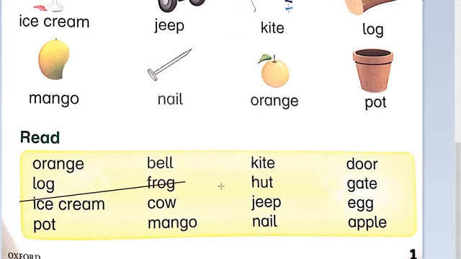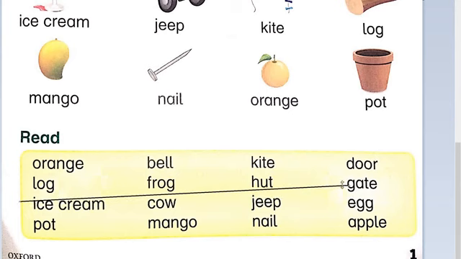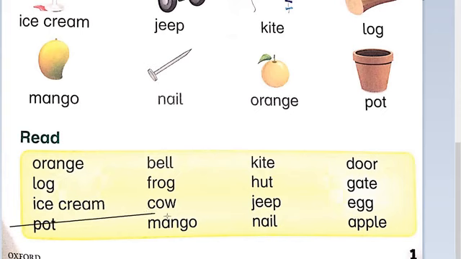Frog, मेंढक. Hut, झोंपड़ी. Gate, ice cream. Cow, गाय. Jeep, egg, अंडा. Pot, गुलदान. Mango, आम. Nail, कील. Apple, सेब.